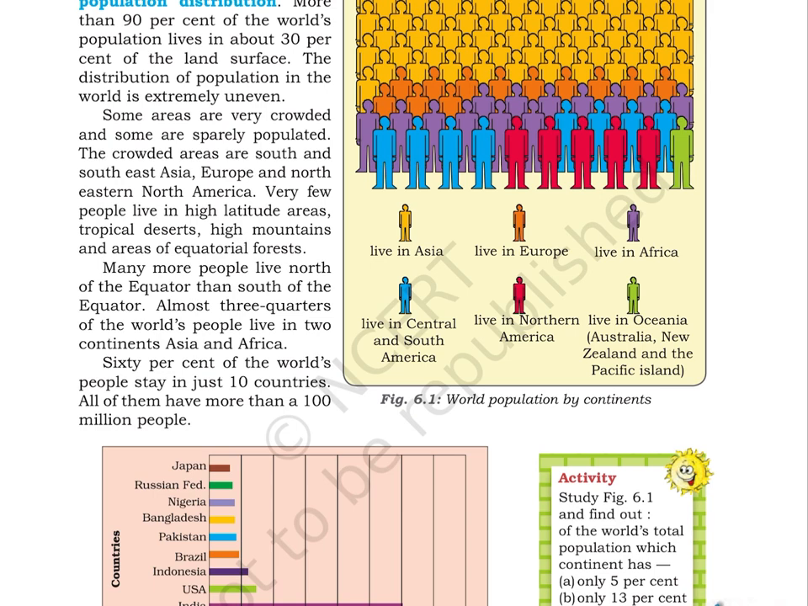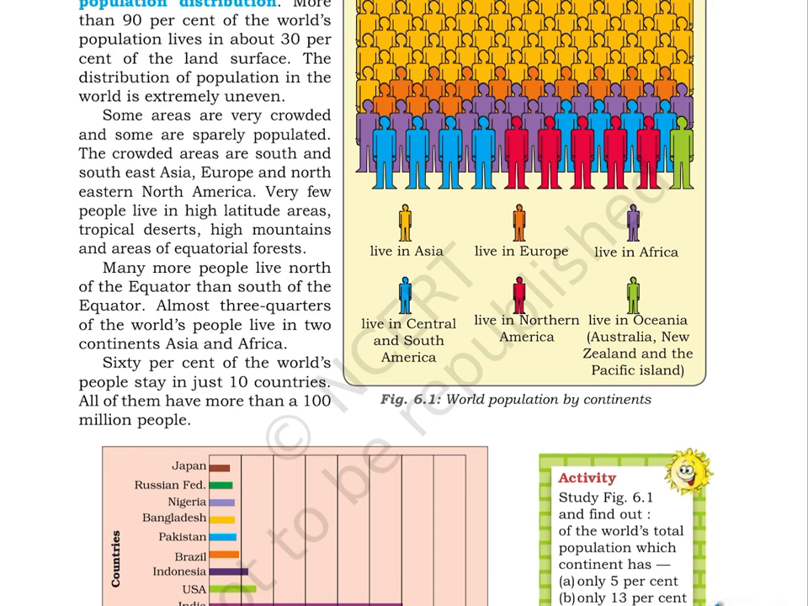On top right side of page number 63, there is a diagram of the pattern of population distribution in figure 6.1 entitled World Population by Continents. In this diagram, the pattern of population distribution is given in 6 different colors: yellow, orange, purple, blue, red, and green. It is mentioned in the diagram that the yellow color people live in Asia, orange color people live in Europe, purple colored people live in Africa, blue colored people live in Central and South America, red colored people live in Northern America, and green color people live in Oceania, Australia, New Zealand, and the Pacific Island.